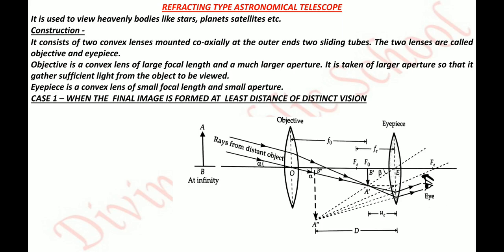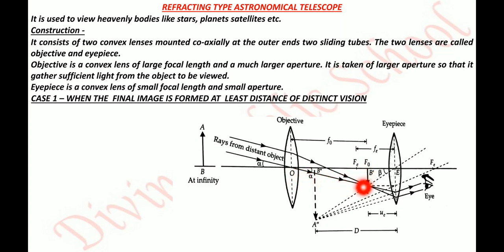Then what happens? The distance between the eyepiece and the objective is so adjusted that this image falls between the focus of the eyepiece and the optical center of the eyepiece. So now this image will serve as an object for the eyepiece. Let me show you also. These are the rays which come from infinity. They make an image at FO. FO is the focus of the objective.